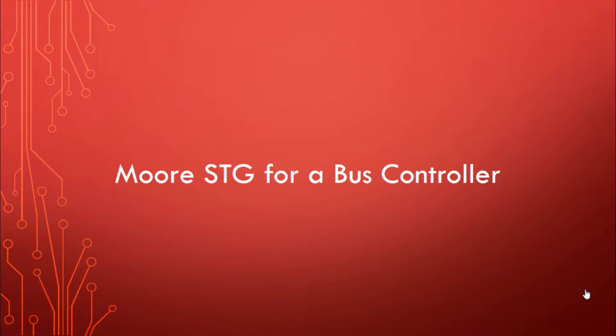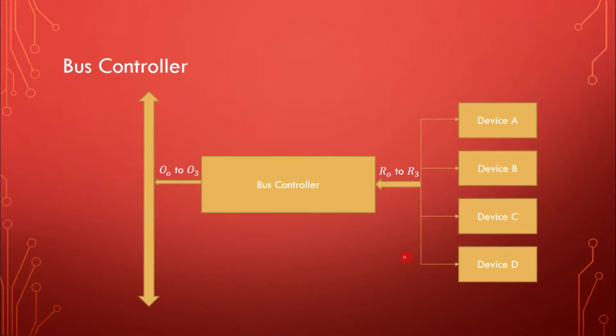In this video, I am going to present you an example of a Moore type state transition graph for a bus controller. For example, you have a bus controller which can receive requests R0 to R3 from 4 devices, device A, B, C and D. Whereas this bus controller has 4 outputs O0 to O3 and this is your bus.